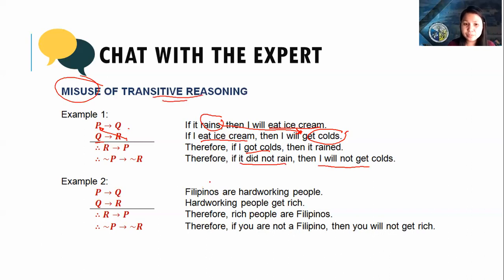Or another, Filipinos are hardworking people. Hardworking people get rich. What should be the valid conclusion? Filipinos get rich. But you look at here, it's the opposite. Rich people are Filipinos. Wrong. Or if you're not a Filipino, that you will not get rich. Wrong. So it's a misuse of transitive reasoning.